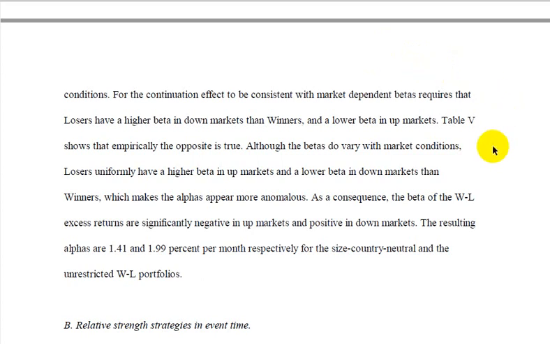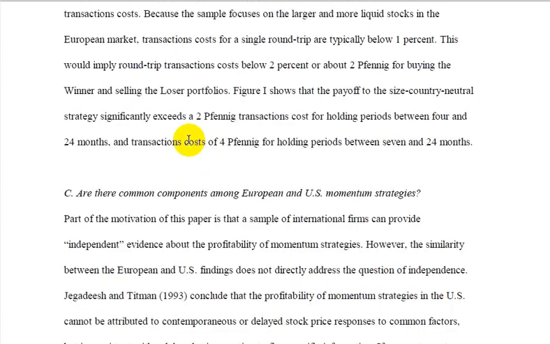for instance, a loser portfolio would have had to have a higher beta during a bear market and a lower beta during a bull market to make it underperform the overall market, because it would have been more volatile during a bear market and lost more money, and it would have been less volatile during a bull market and wouldn't have gained as much. So it looks like Table 5 actually shows that the opposite is true. Let's take a look at Table 5.